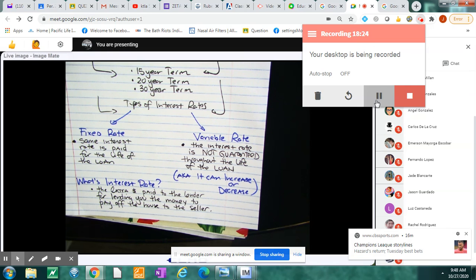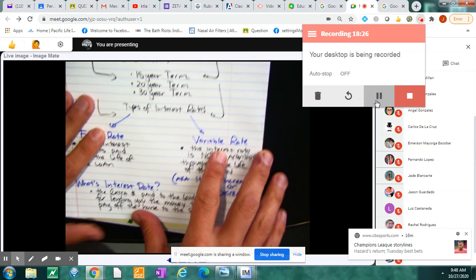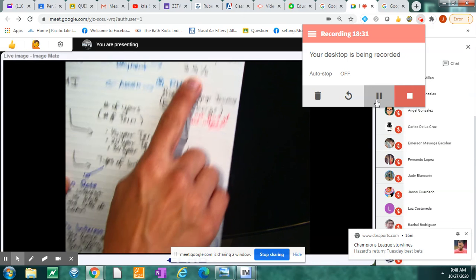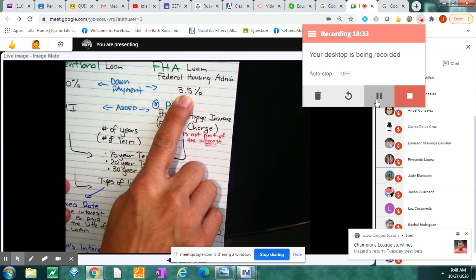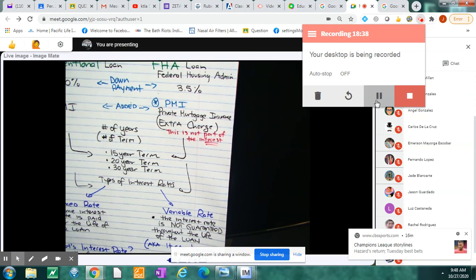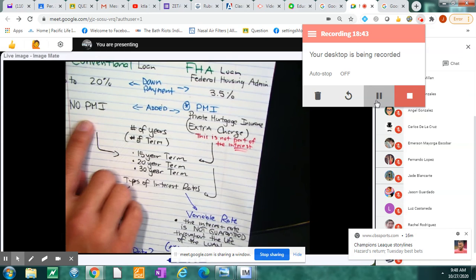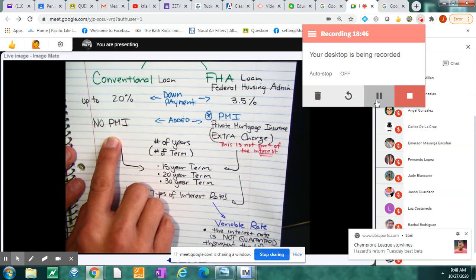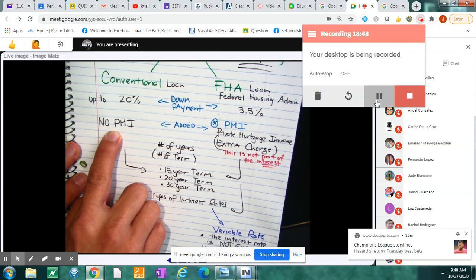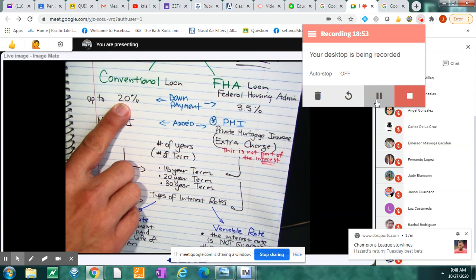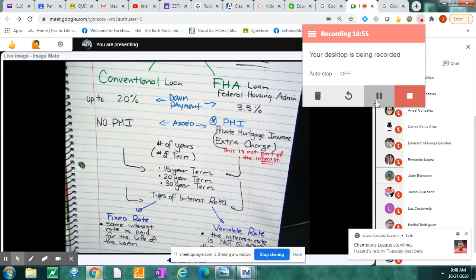And my question was, on top of that, if you got an FHA loan where you're putting 3.5% down, not only are you paying interest, whatever the interest is, but you're also paying the mortgage insurance. Do you pay PMI on a conventional loan? No, you don't pay PMI. So you're saving that $300. Why? Because you paid a good percentage, up to 20%.